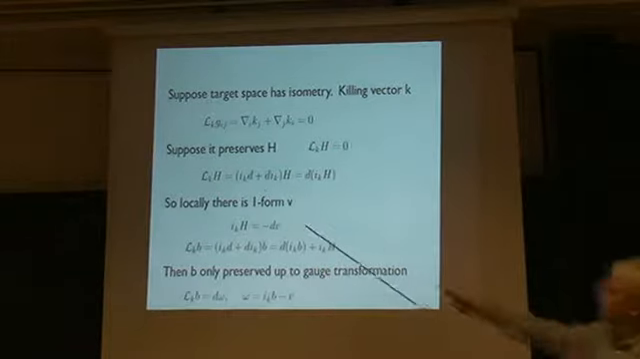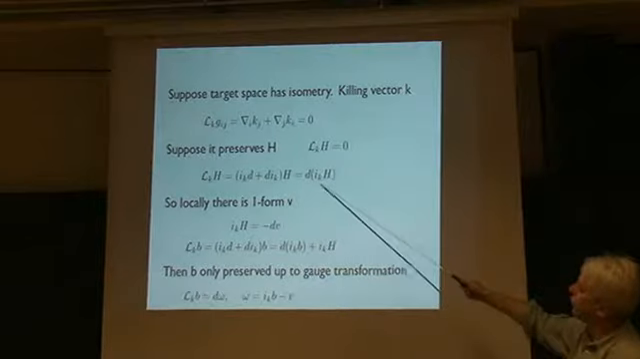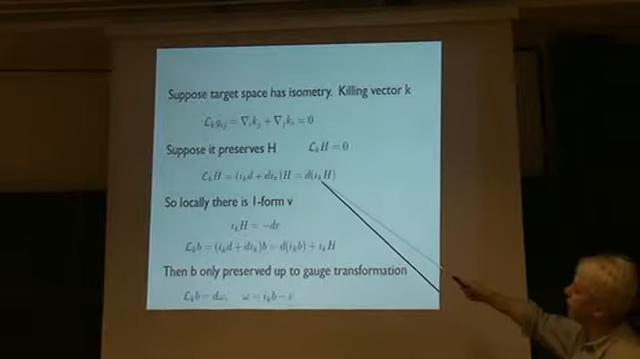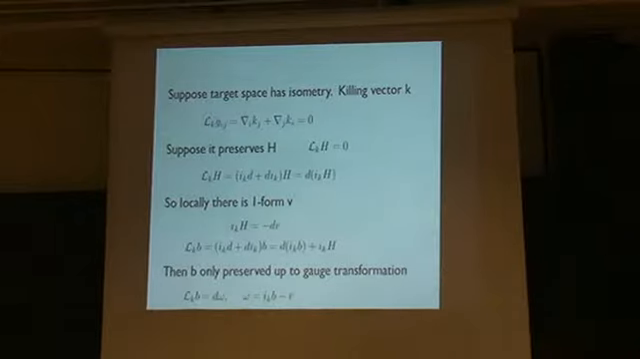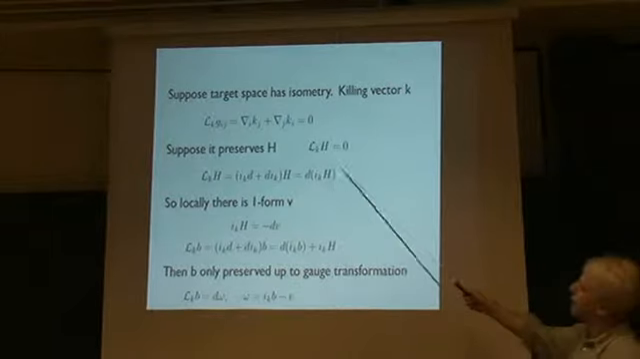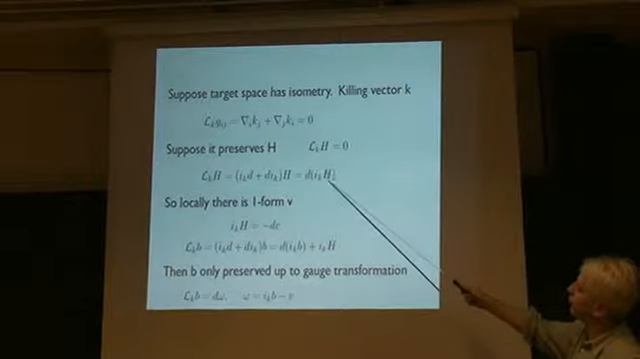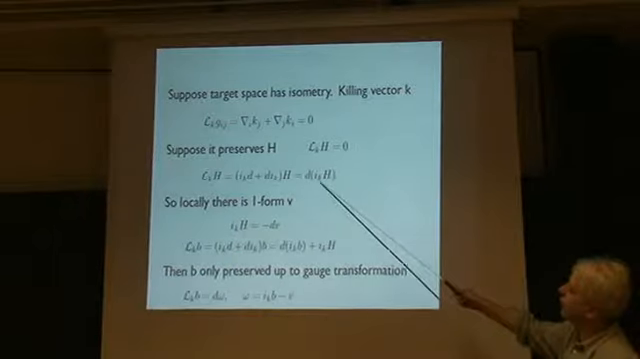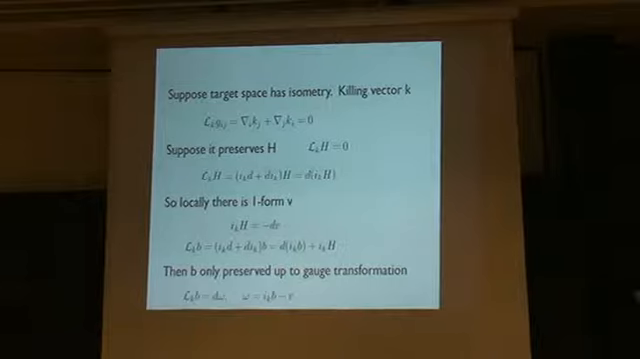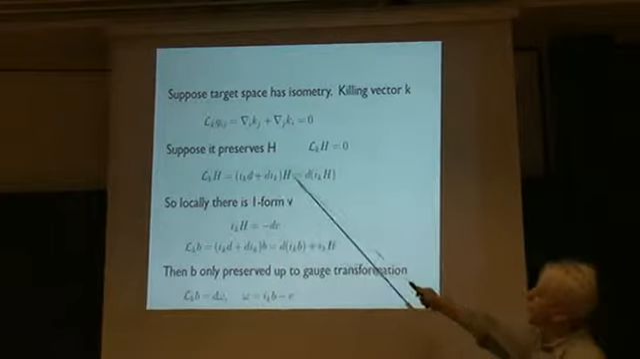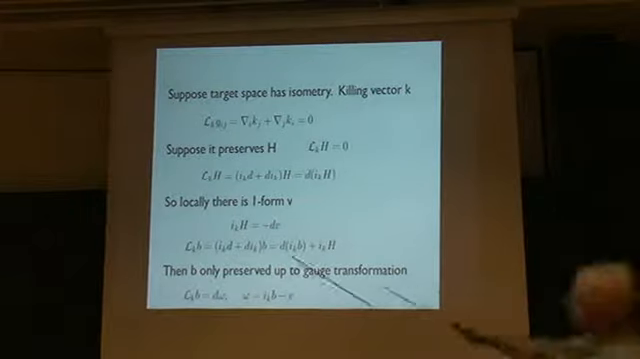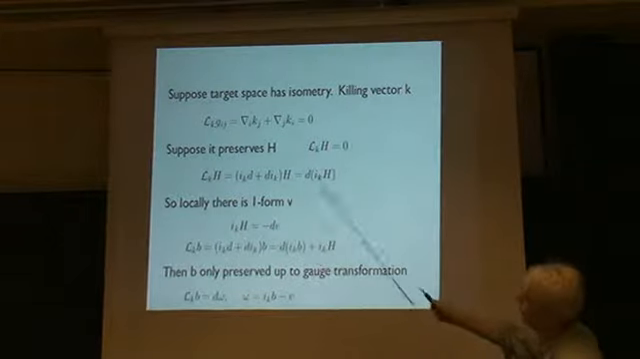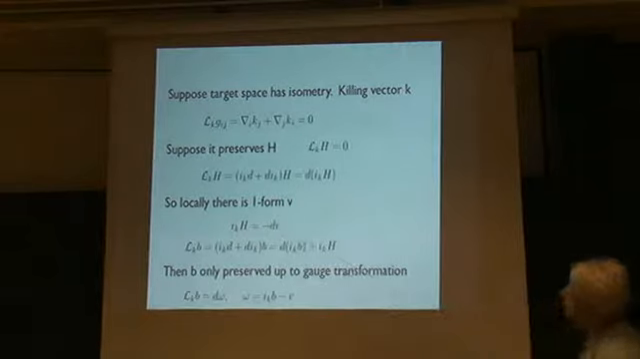So i_k means that you're acting on a 3-form by contracting it with the vector to make a 2-form. So acting with i_k means you're contracting one of the 3 indices here with one index on the k to make a 2-form. And the term where the d hits the H is 0 because dH equals 0. So we get d of i_k H. So this is closed, so locally it's d of a 1-form, v.